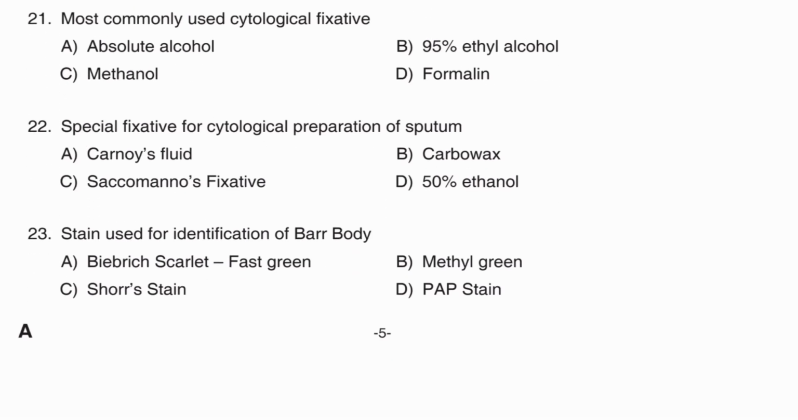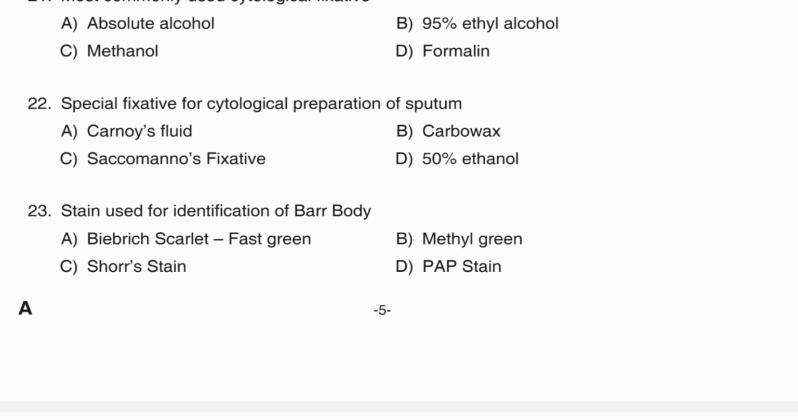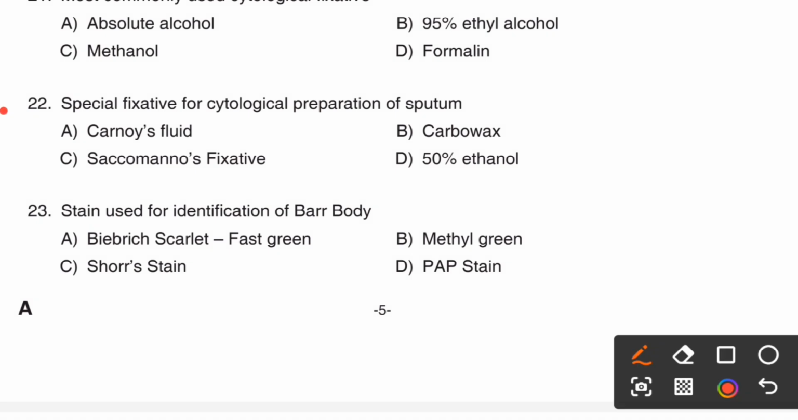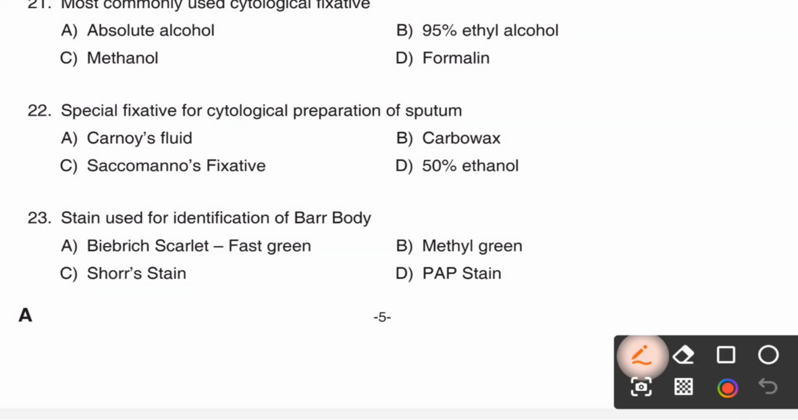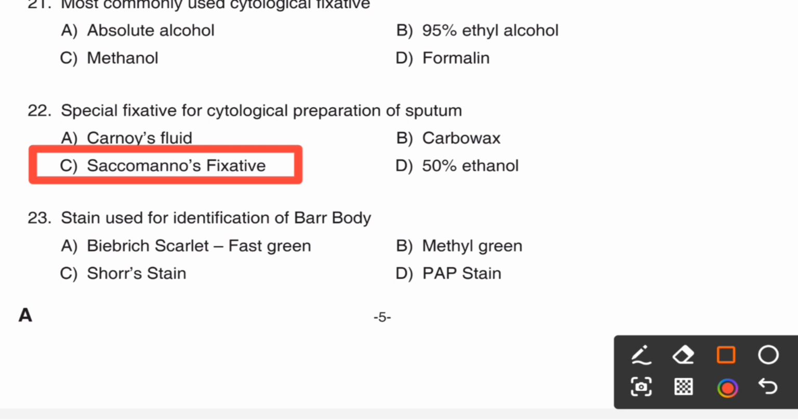Next question. Special fixative for cytological preparation of sputum. Option A, Carnoy's fluid. Option B, Carbowax. Option C, Saccomanno's fixative. Option D, ethanol. The right answer is option C, Saccomanno's fixative. Special fixative for cytological preparation of sputum is Saccomanno's fixative.